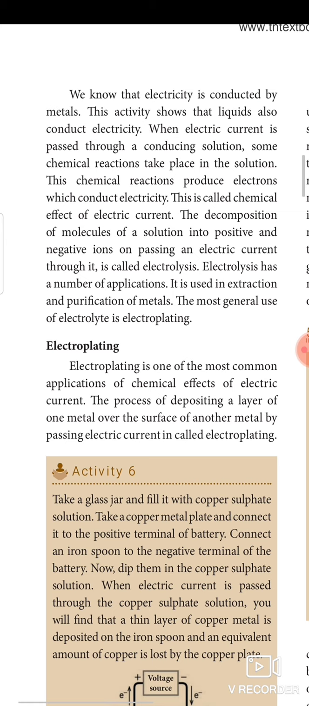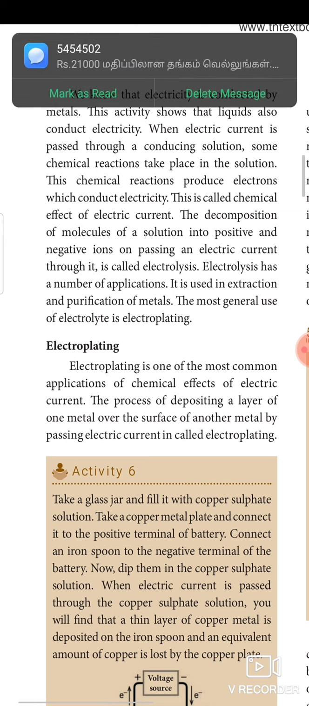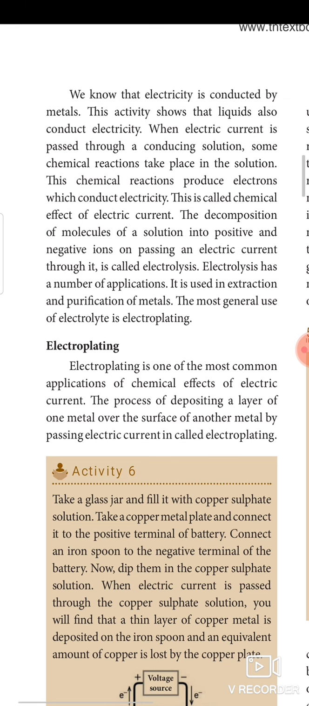When electric current is passed through a conducting solution, some chemical reactions take place in the solution. This chemical reaction produces electrons which conduct electricity. This is called the chemical effect of electric current. The decomposition of molecules of a solution into positive and negative ions on passing an electric current through it is called electrolysis. Electrolysis has a number of applications. It is used in extraction and purification of metals. The most general use of electrolysis is electroplating.